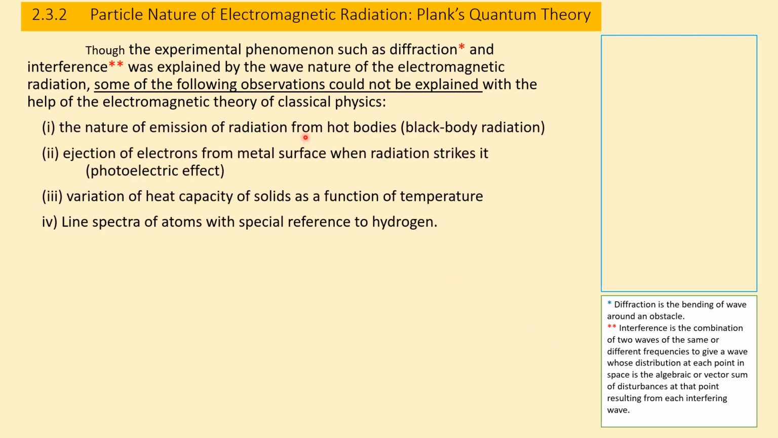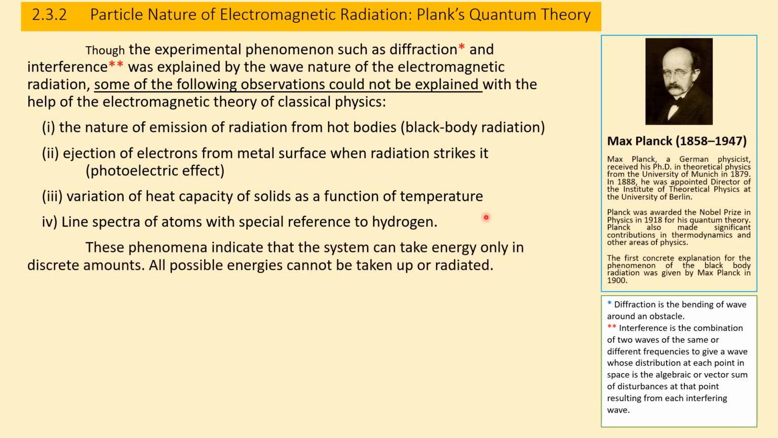So the classical physics theory could not explain the nature of blackbody radiation, ejection of electrons, that is the photoelectric effect, the variation of heat capacity of solids as a function of temperature, and the line spectra of atoms with special reference to hydrogen. These phenomena indicate that systems can take only discrete amounts. All possible energies cannot be taken up or radiated.